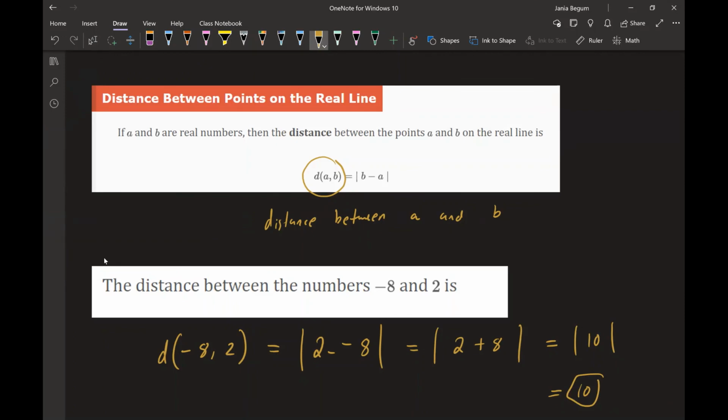I have a question. Sure. So why can't it be 8 minus -2? You could do that too. That's the same thing, it'll be the same. Okay. Yeah, because if you do negative 8 minus 2, you get negative 10. And then you take the absolute value because that's the purpose of it. Yeah, you got it. Good. So yeah.